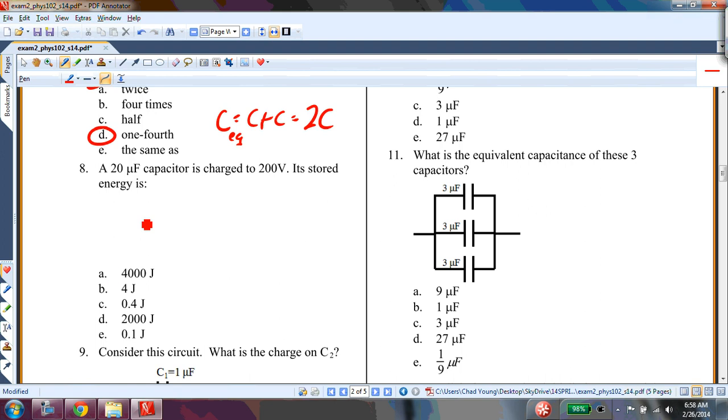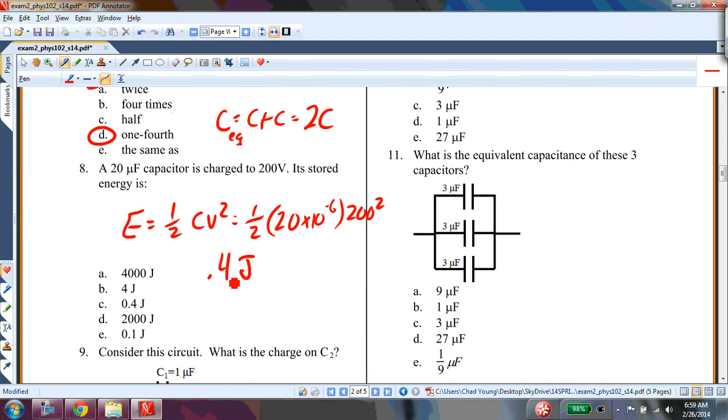A 20 microfarad capacitor is charged to 200 volts. The stored energy is what? All right, energy is 1/2 CV squared. C is 20 times 10 to the minus 6. V squared is 200 squared. I think that's 0.4. 0.4 joules. So C is number 8.